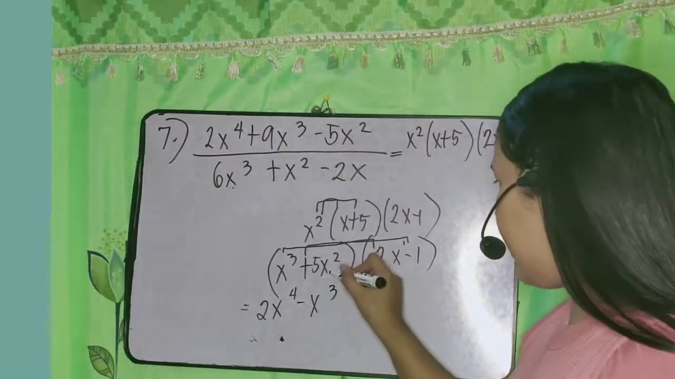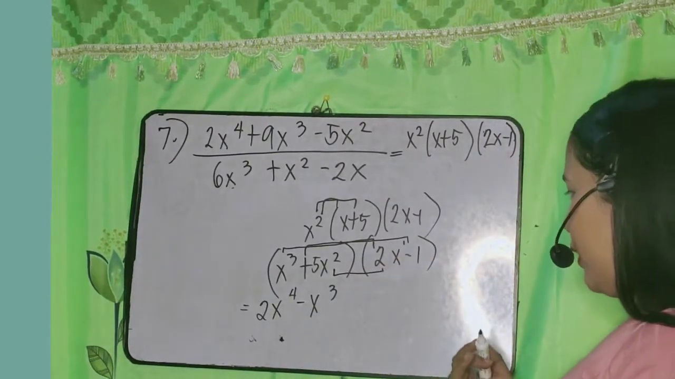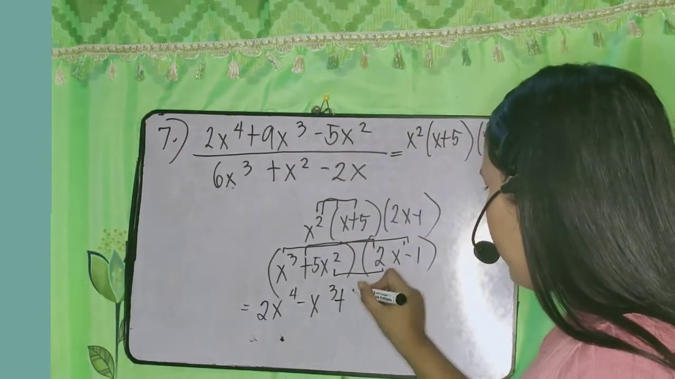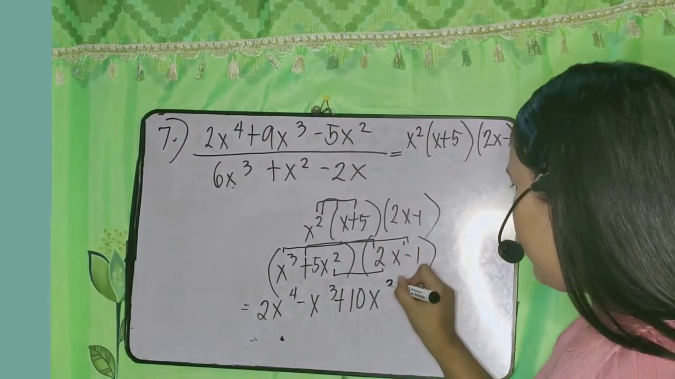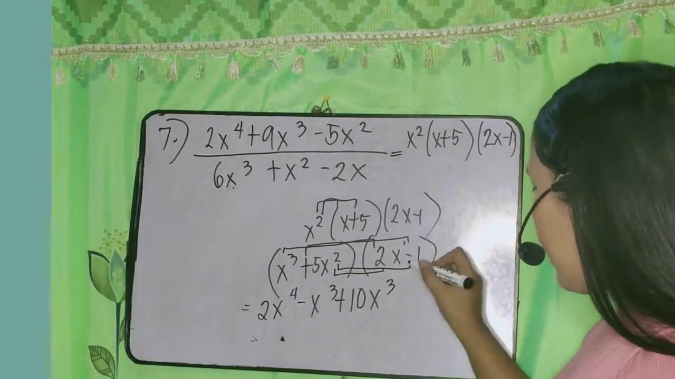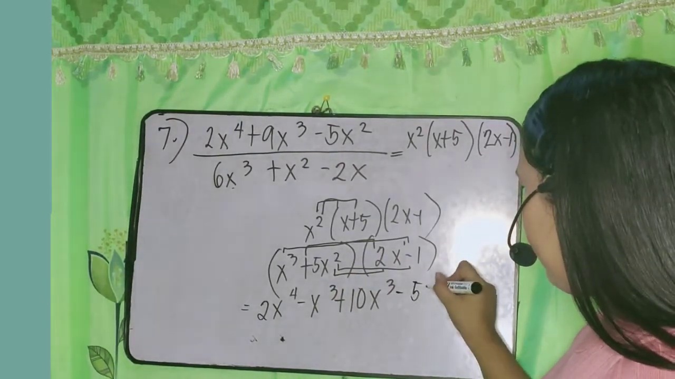Okay? So, yung sa second na po natin, okay? So, positive 5x squared times 2x, we have positive 5 times 2, we have 10. Then, x, then 2 plus 1, we have 3. Okay, so yung exponent po natin. And then, next is positive 5x squared times negative 1. Of course, negative 5x squared.